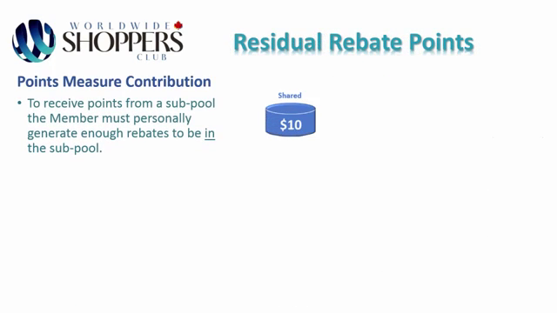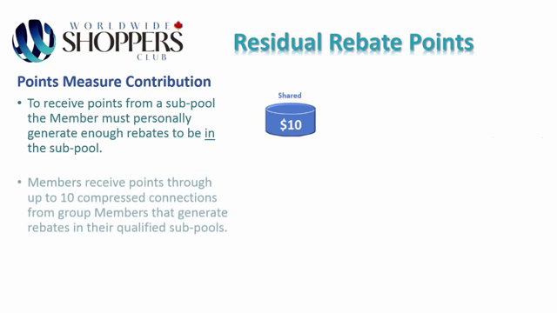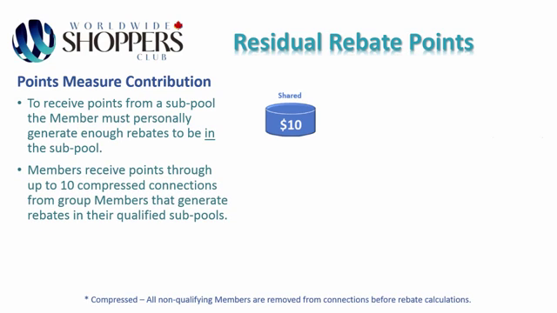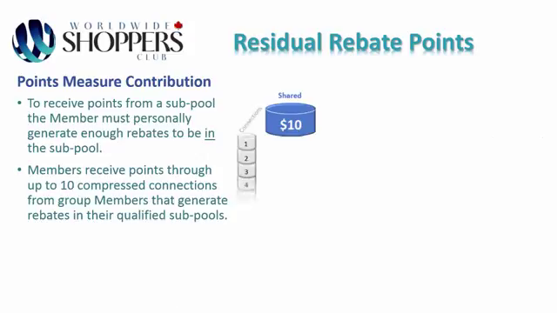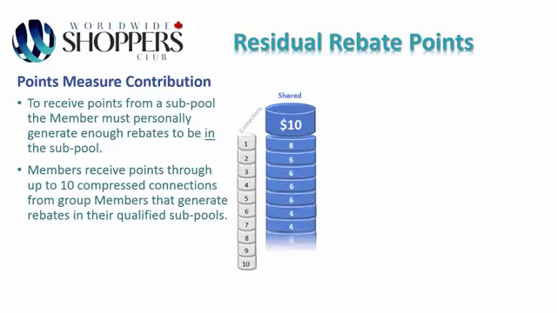These points measure contribution. You already know the rules regarding rebates, so we just convert that to points. The rule is members receive points through up to 10 compressed connections from group members that generate rebates in their qualified subpool. Here we have the shared subpool. Every active member will be in this shared subpool, and this particular active member will receive points from up to 10 connections of active members in that subpool. The same goes for the overage subpools.